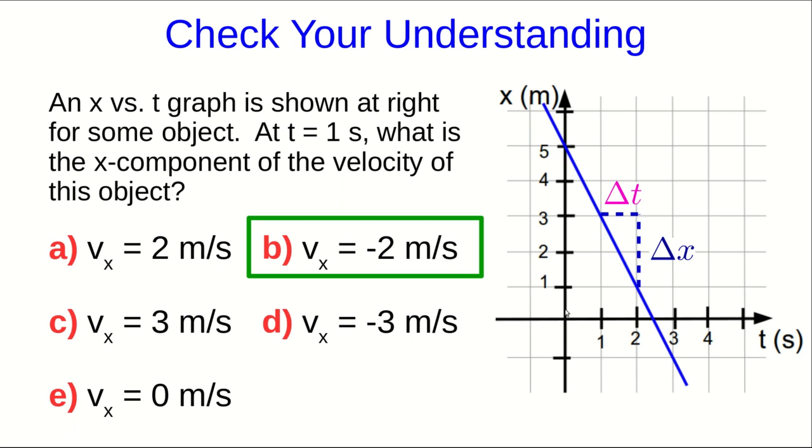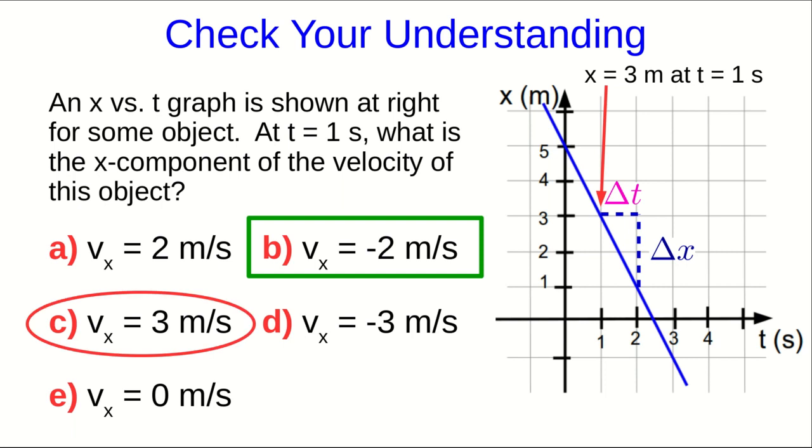and so the answer is B. A very common mistake that students make is that they will notice that x is 3 meters at t equals 1, and so they'll take 3 meters divided by 1 second and come up with a Vx of 3 meters per second. But that can't be right. Notice that x is decreasing, so the x component of velocity must be negative. This is why I am careful about my notation and to specify that the average velocity x component is delta x divided by delta t, and that is not the same thing as x divided by t. And you should be careful about this notation as well.